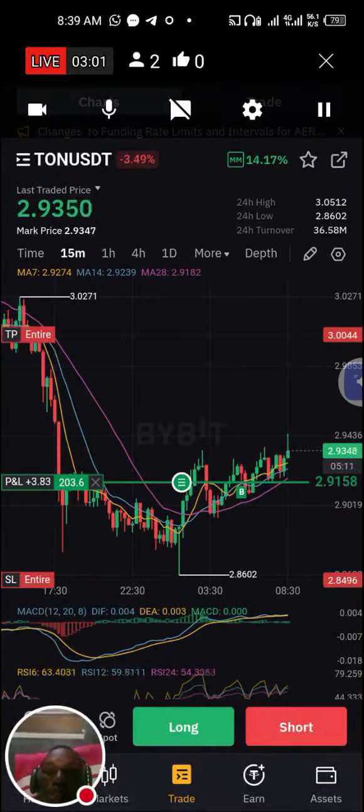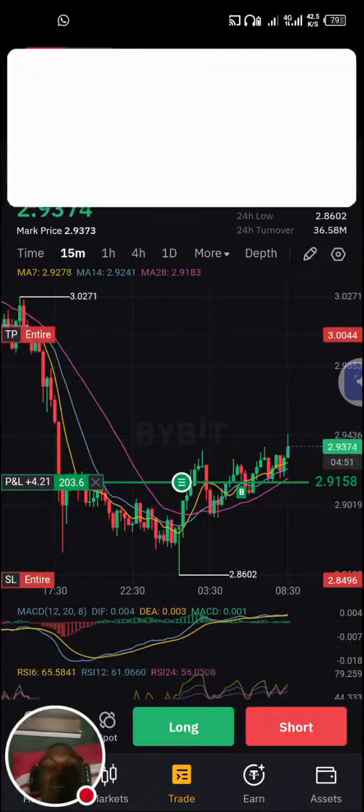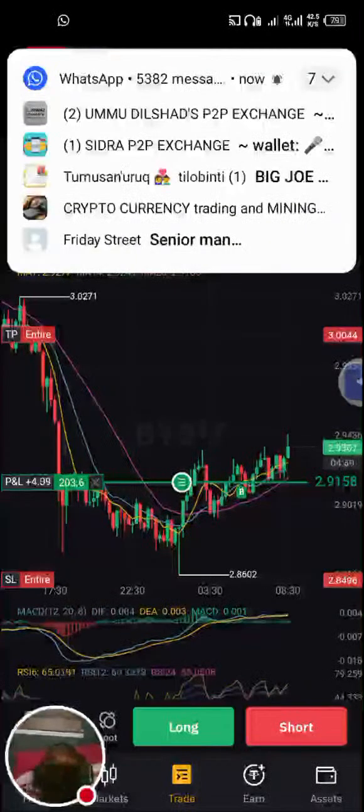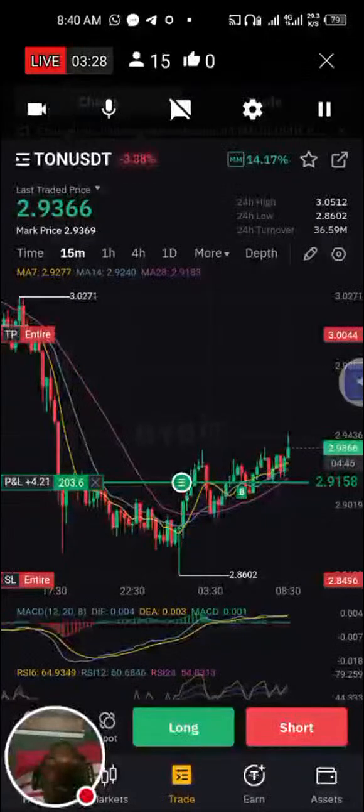So if you're just coming, you can see, long this market. In case you are maybe noticing that there's not any analysis or candlestick or any indicator in this trade, you have nothing to worry about. I've already done my analysis, and I'm just trying to share a signal with you guys.